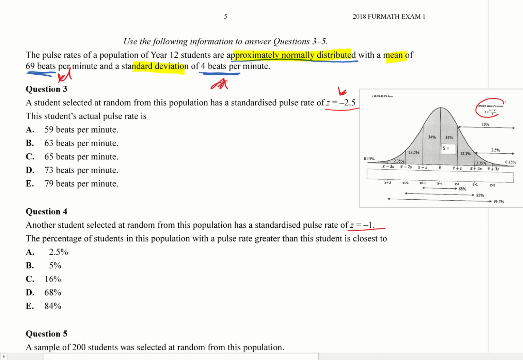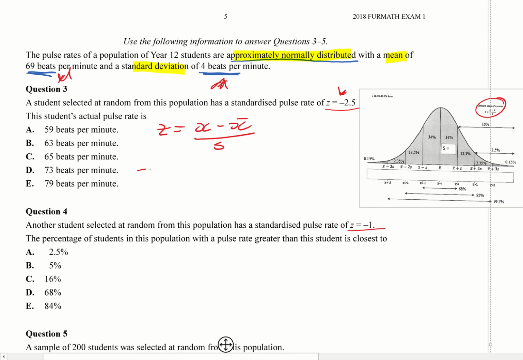And you can use this equation here. So Z equals X minus, so that's your value, that's actually the one you want to have, minus X bar over S, the standard deviation. So what you're going to be putting into your calculator is you're going to be solving, in this case, for X.